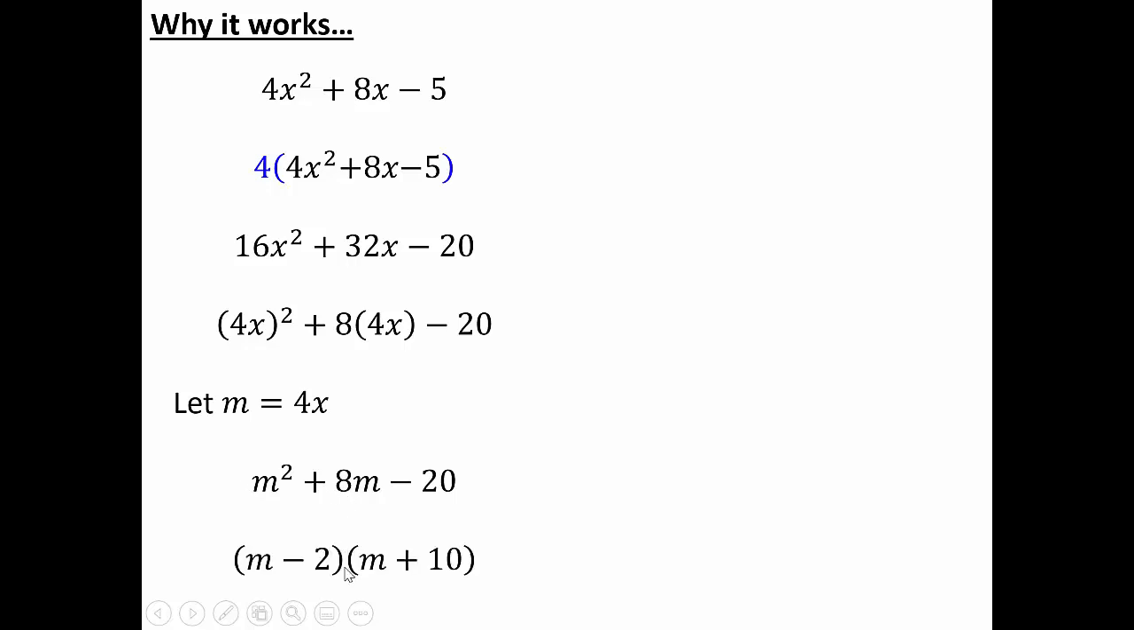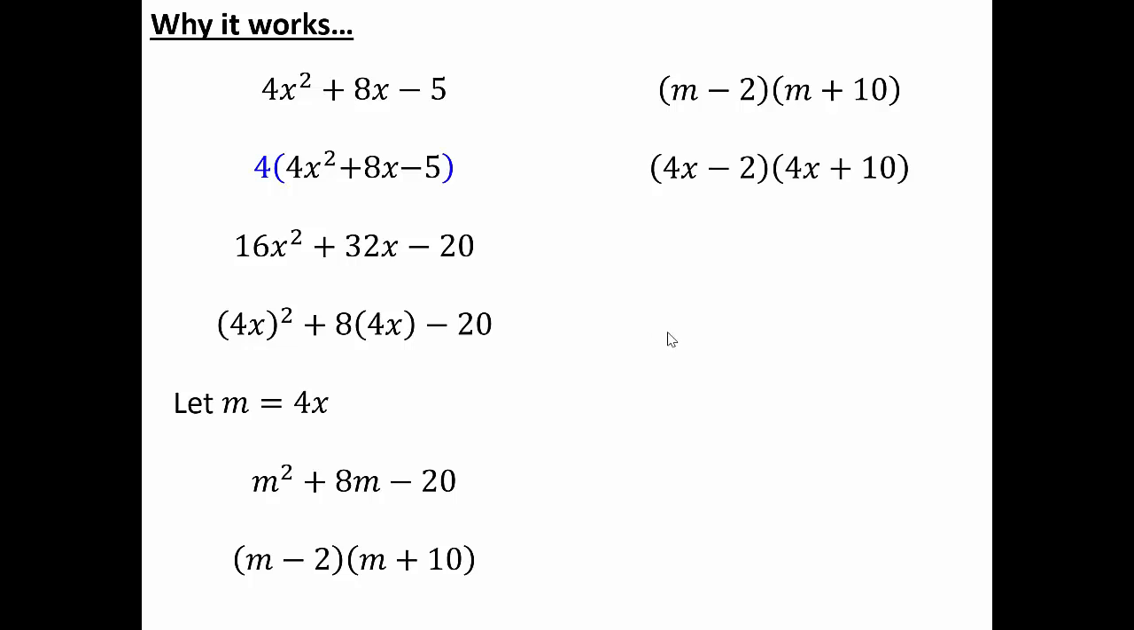I can easily just go straight to my double bubble because m times m gives me m squared. Factors of negative 20 that give you 8 would be negative 2 and 10. So negative 2 plus 10 gives you 8. Negative 2 times 10 gives you negative 20. So I know this is the factorization for that quick and easy factoring problem. But again, m wasn't the original problem. M is 4x. So if I take the m minus 2 and the m plus 10 and replace m with 4x, I get this statement, which may look familiar to you. Now in this case, I'm not using any shortcut techniques.